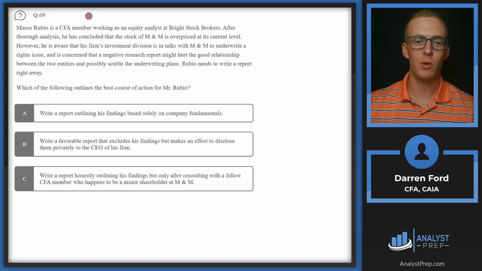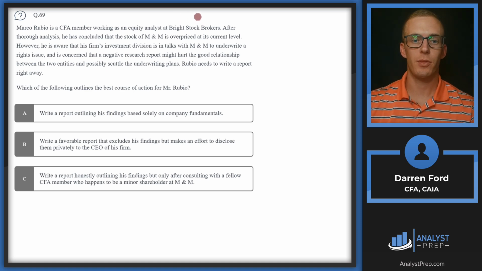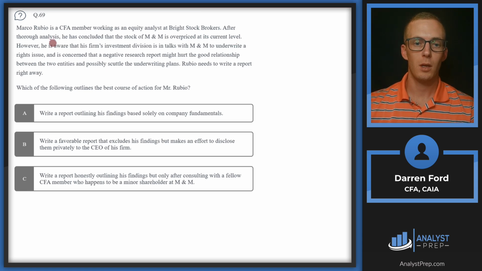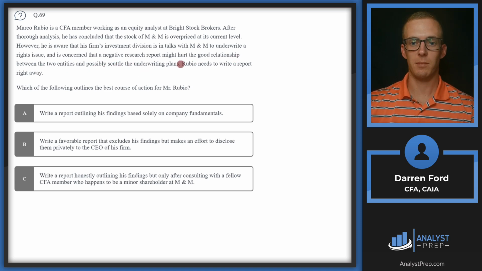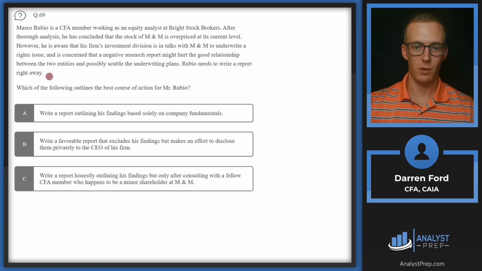Question 69. Marco Rubio is a CFA member working as an equity analyst at Bright Stock Brokers. After thorough analysis, he has concluded that the stock of M&M is overpriced at its current level. However, he is aware that his firm's investment division is in talks with M&M to underwrite a rights issue and is concerned that a negative research report might hurt the good relationship between the two entities and possibly scuttle the underwriting plans. Rubio needs to write his report right away. Which of the following outlines the best course of action for Mr. Rubio? So we've got A, write a report outlining his findings based solely on company fundamentals.